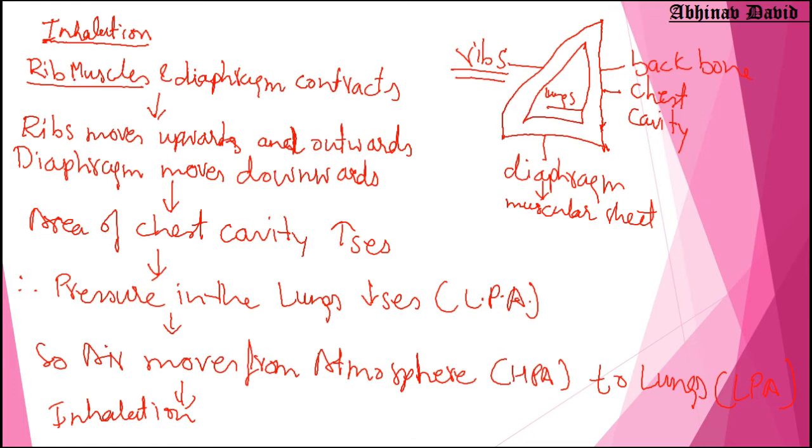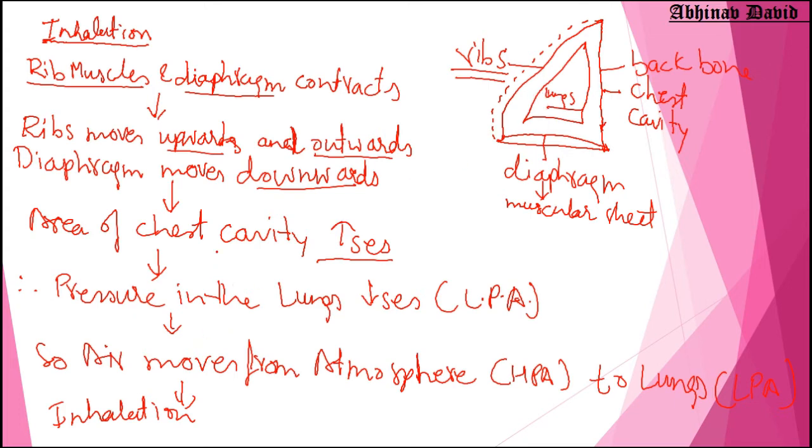Muscles have the property to contract and relax. So rib muscles and the diaphragm both contract. As they contract, the ribs move outward. I am making the new position of the ribs with the help of the dotted line, and the diaphragm becomes flat. So ribs move upwards and outward, and the diaphragm moves downwards and becomes flat. As a result, you can see the area of the chest cavity has increased. So when the area of the chest cavity increases, what happens?